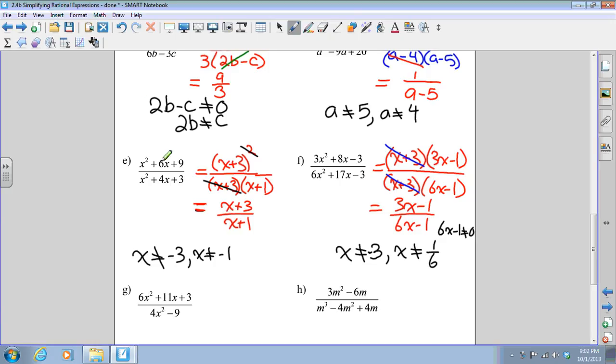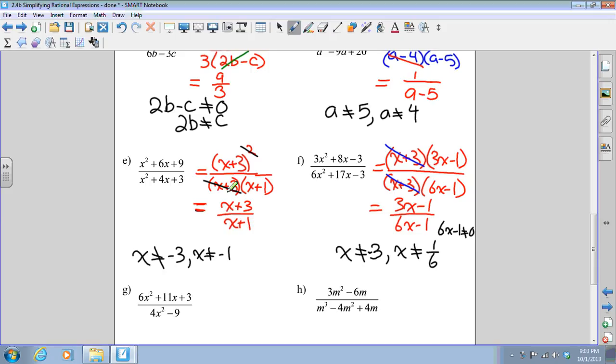E, ladies and gentlemen, hopefully you can recognize this as a perfect square. So you square root the first, which is 1, you square root the last, which is 3. 1 times 3 is 3, you double it, and you get your middle one. So that's going to be x plus 3 squared. Or again, you could have done simple trinomial factoring on a side sheet of paper. The denominator, ladies and gentlemen, is a simple trinomial where you're going to have x plus 3 and x minus 1. After we're done simplifying, we end up with x plus 3 over x plus 1.